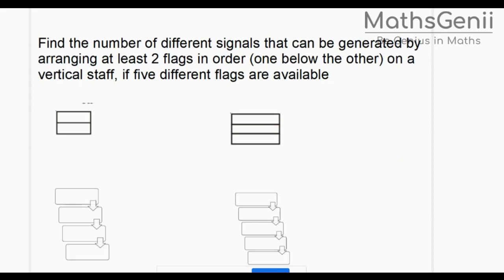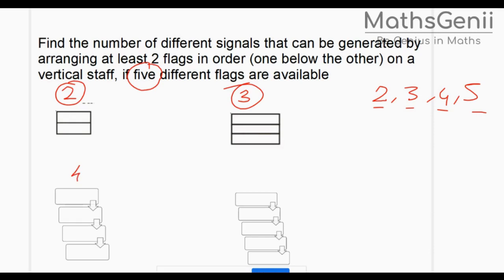Okay. Find the number of different signals. These are all signals that can be generated by arranging at least two flags. At least two, which means you should have at least two. You can have three, four, and five, because you have the limitation of five flags. So at least two is 2, 3, 4, 5. A signal of two flags can be made, and it can also happen with three, four, and five.